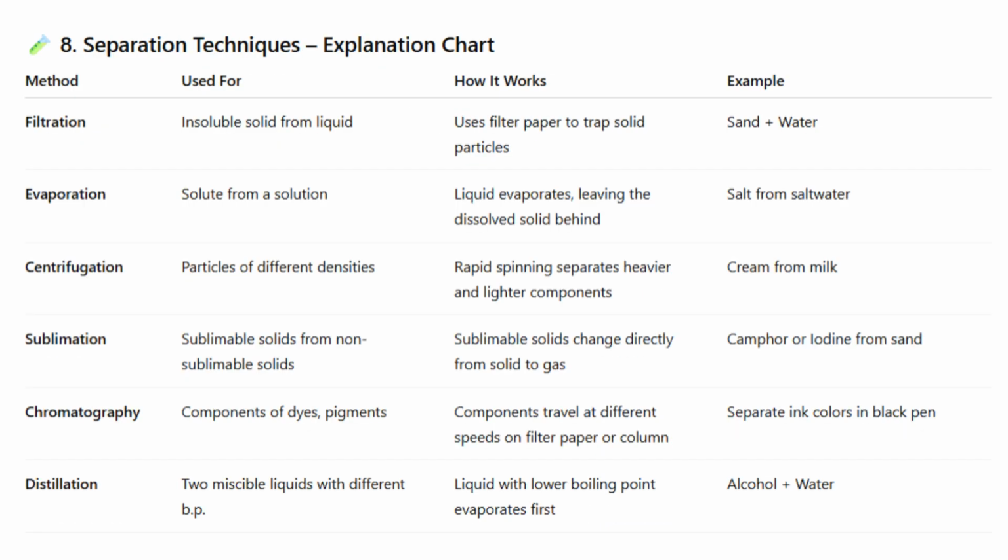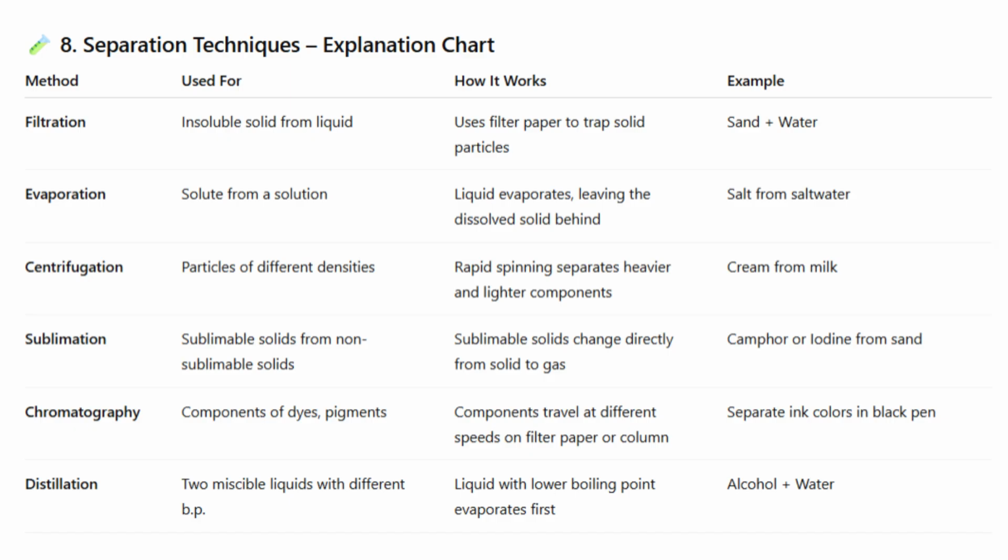8. Separation techniques. Explanation chart. Filtration: Method used for separating insoluble solid from liquid. How it works: Uses filter paper to trap solid particles. Example, sand and water. Evaporation: Method used for separating solute from a solution. How it works: Liquid evaporates, leaving the dissolved solid behind. Example, salt from salt water.